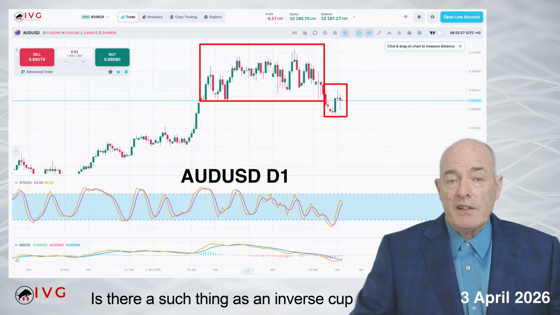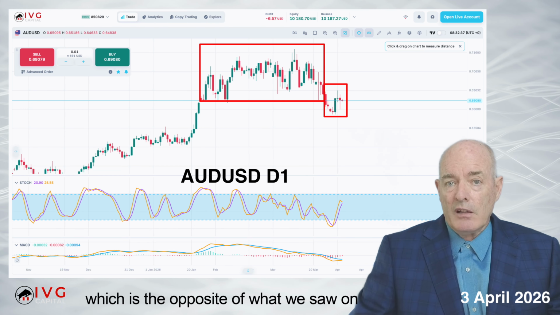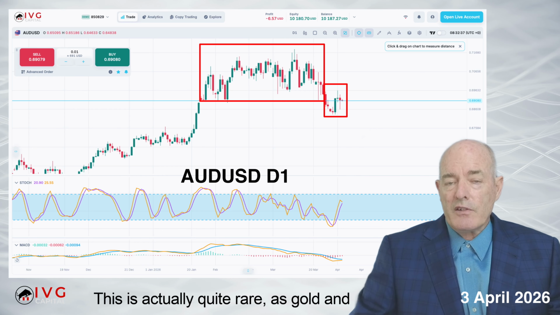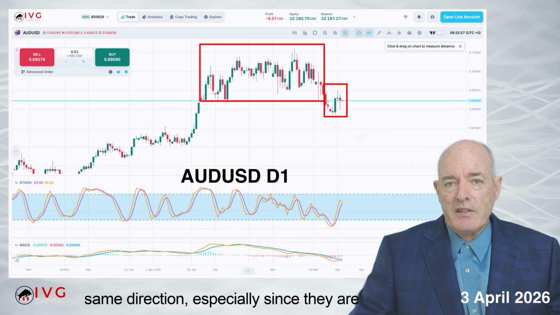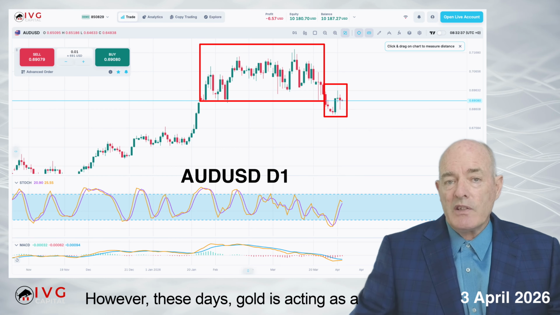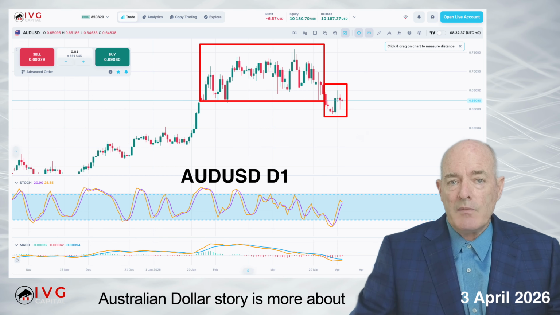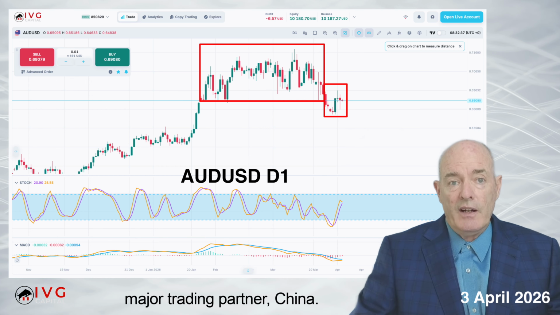Is there such a thing as an inverse cup and handle pattern? Here's one on price action on Aussie dollar, which is the opposite of what we saw in gold. This is actually quite rare, as gold and the Australian dollar often move in the same direction, especially since they are both traded against the US dollar. However, these days, gold is acting as a safe haven for investors, while the Australian dollar story is more about growth and the lack of it with their major trading partner, China.